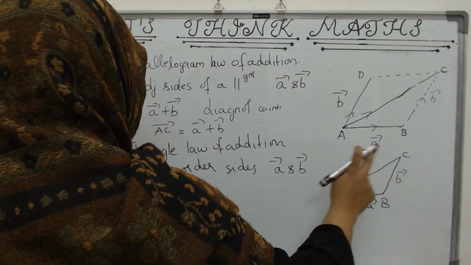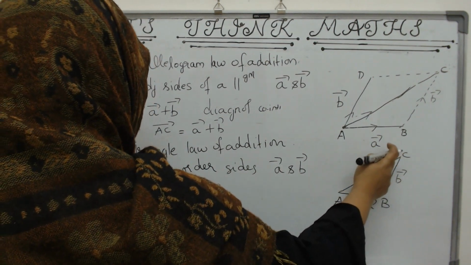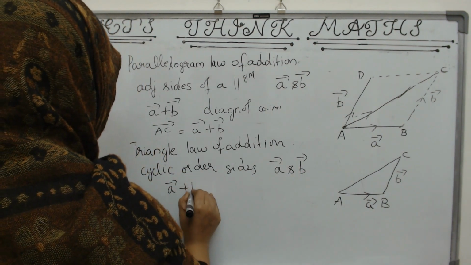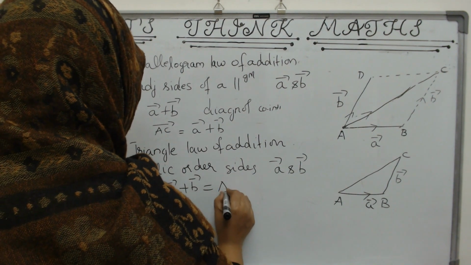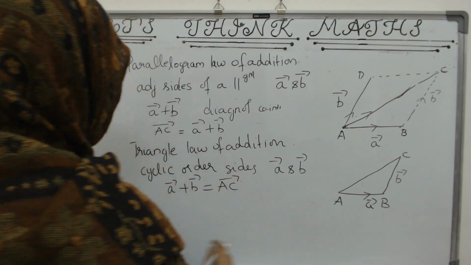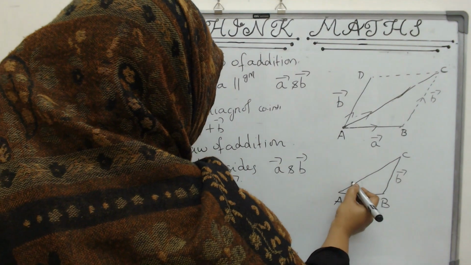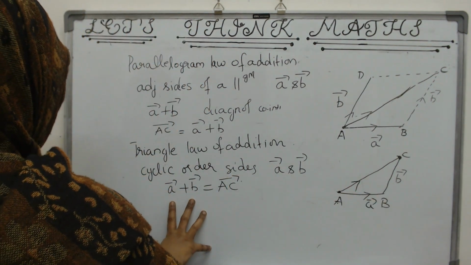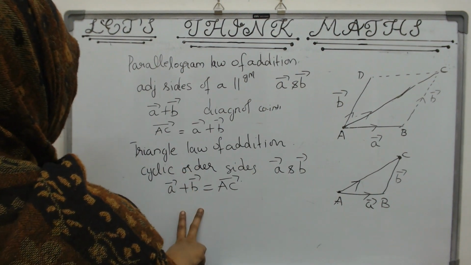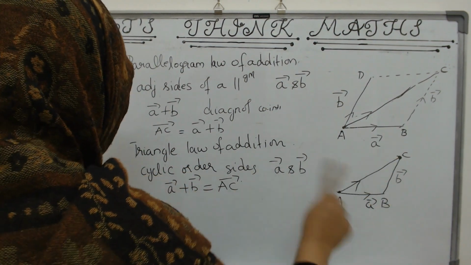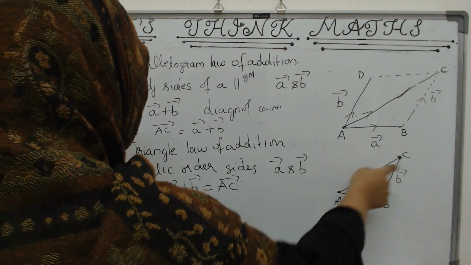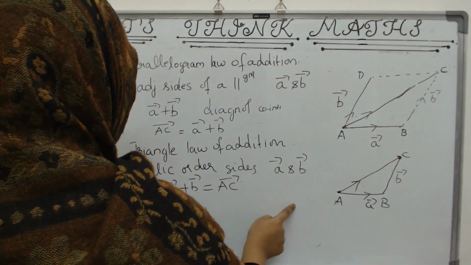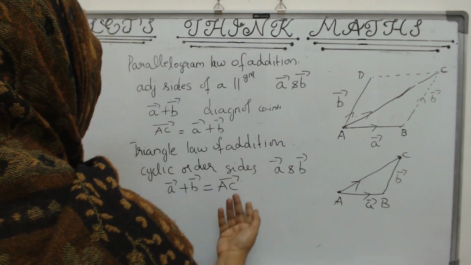Then how is their sum represented? Their sum is represented by AC. Here A plus B is represented by AC. Now, which direction is AC? You see, the direction is this way. So the sum of two sides of a triangle taken in cyclic order is given by the third side, not in the cyclic order. In the cyclic order, it would have been AB, BC, CA. But it is not in the cyclic order, it is the other way. It is given by AC.